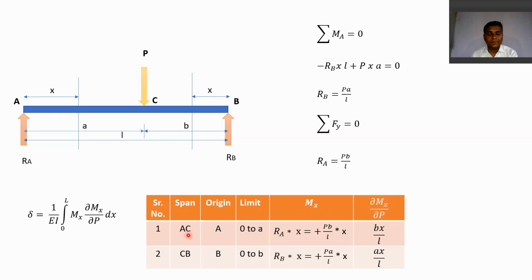Now in the span, as we discussed, there are two spans we can consider, span AC and span CB separately. Origins, as we have discussed: for part AC the origin is A, and for part CB the origin is B in this case. For part AC, its length is a, and here we have considered origin from A, so the limits for the integration should be 0 to a for part AC, and for part CB the limit should be from 0 to b in this case.